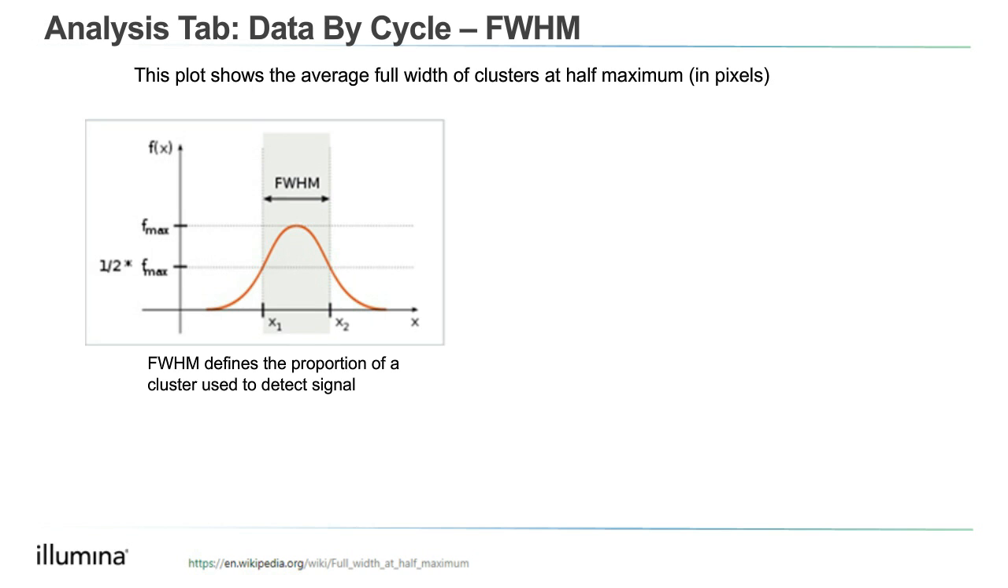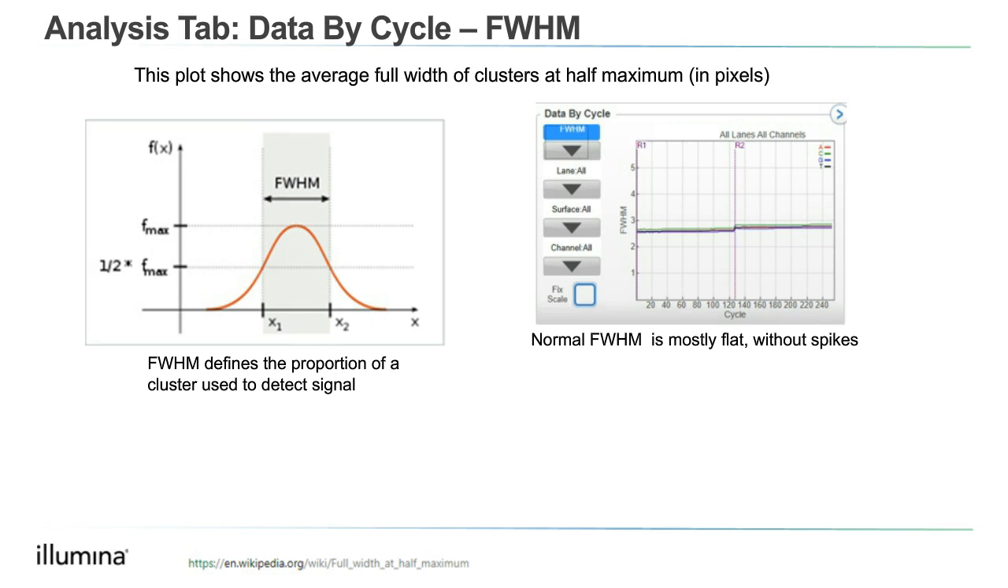Technically speaking, full width half max is the width of the spectrum curve on the x-axis measured between the points that correspond to half the amplitude on the y-axis. In SAV, full width half max is a good indicator on how well the instrument is focusing on clusters, and you may hear this referred to as the focus metric.